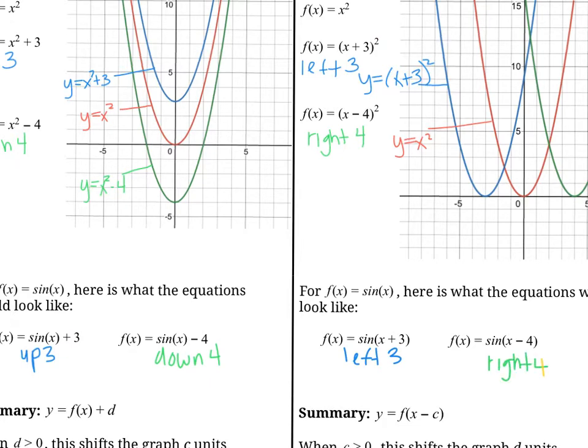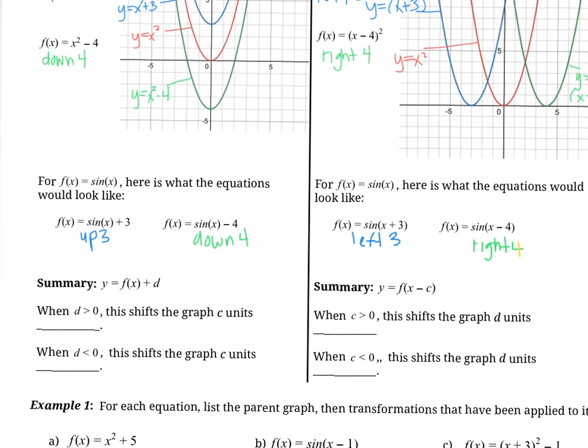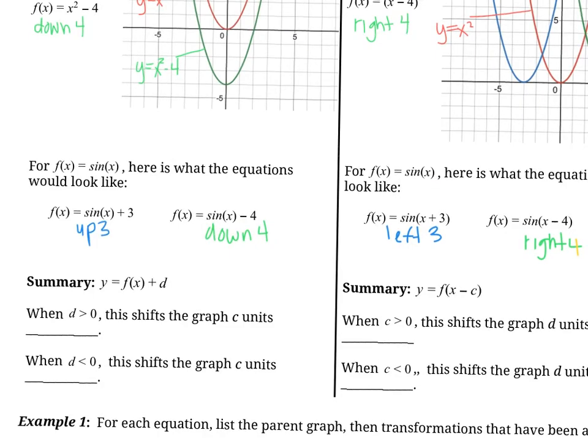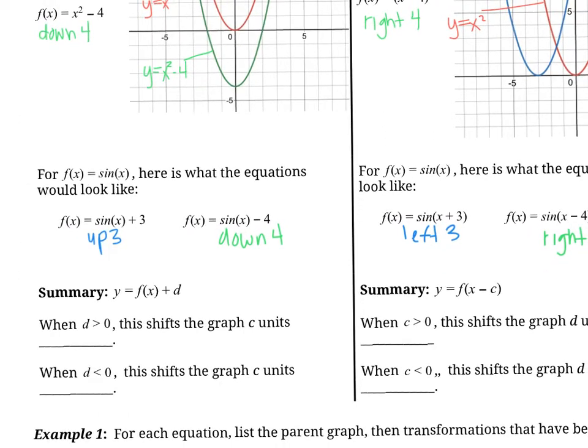So let's summarize this together. Just so that we're on the same page about what numbers we're talking about, we can call any numbers outside the function D, and we can call any numbers that are added or subtracted inside the function C. You don't need to memorize this, it's just so that we have an idea of what numbers we're talking about.